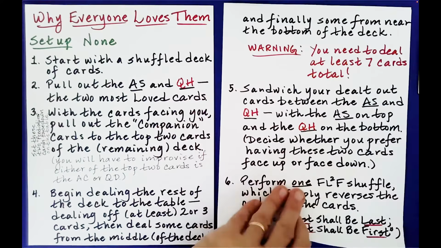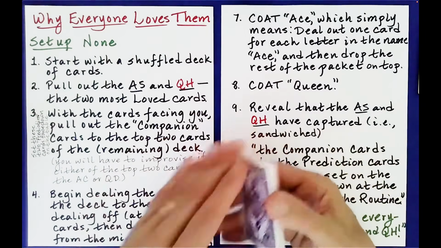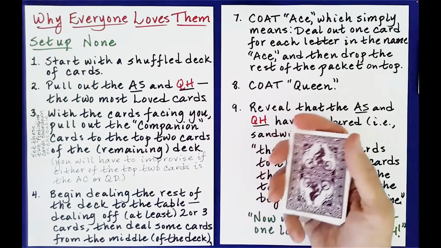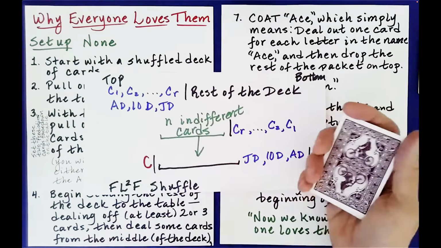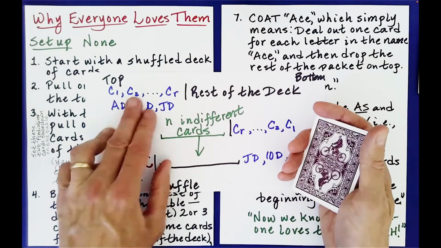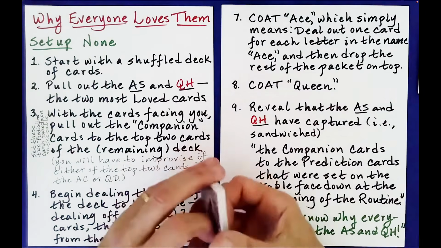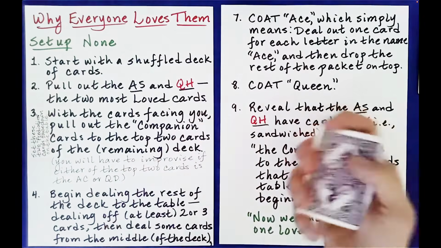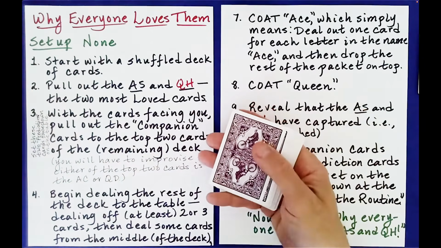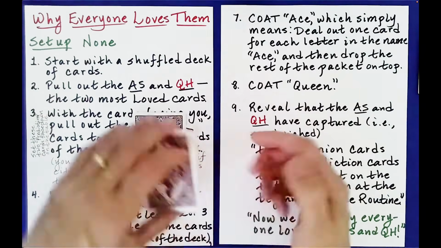And then finally, we just spell out ace, right? And the reason we do that is because the top cards of interest for us will just be those two companion cards, two of them. And 2 plus 1 is 3. So we need to deal out 3 cards. Well, we chose the ace because it has 3 letters in it. So A, C, E, drop the rest on top.